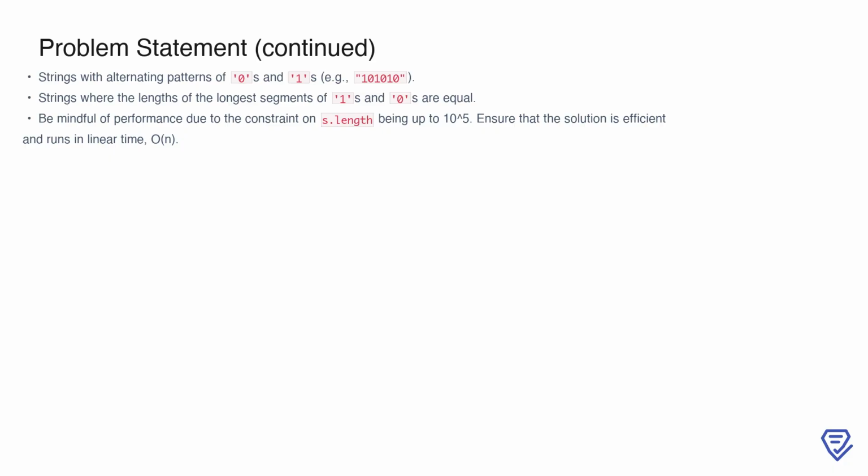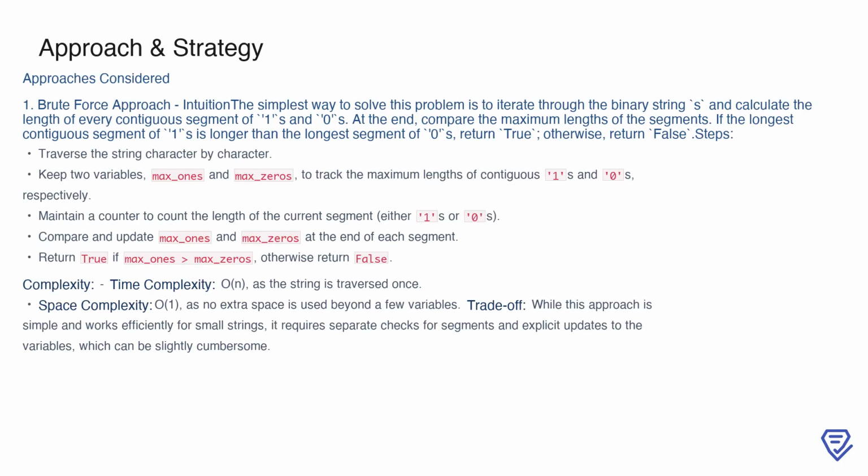Given the constraint that the string's length can be as large as 100,000, it's important to ensure the solution is efficient and runs in linear time, O(n). To solve this problem, one straightforward way is the brute force approach. Here, the idea is to traverse the binary string character by character, identifying and counting the lengths of contiguous segments of 1s and 0s. As you go through the string, you maintain two variables, max_1s and max_0s, which keep track of the longest segment of 1s and 0s encountered so far.